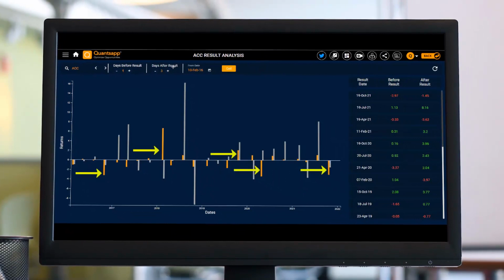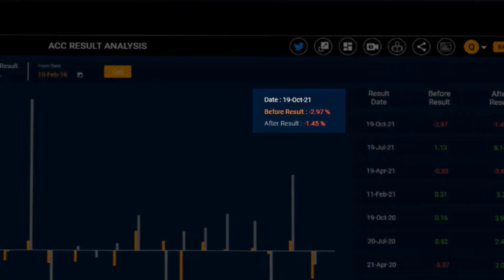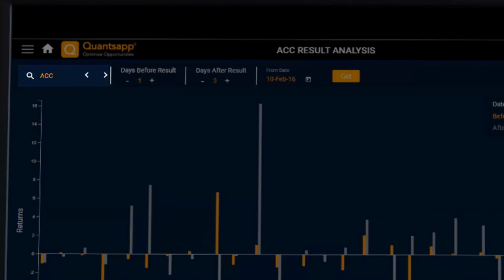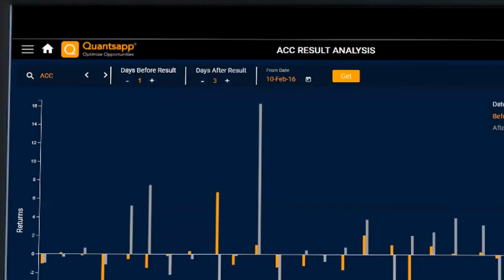The yellow color lines are showing us how ACC performed 1 day before its result, whereas the grey color bars are showing us how ACC behaved 3 days after announcement of its result. So if we check over here, the result date was 19th of October 2021. 1 day before the result, ACC was down by 2.97%, whereas 3 days after its result announcement, ACC was down by 1.45%. So we can search our desired F&O instrument over here and conduct such result analysis.